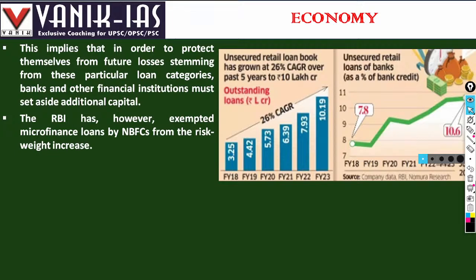Okay. So microfinance institutions give less loan. So here the risk-weighted asset is comparatively less. The NBFCs have been exempted by the RBI from this capital adequacy requirement on risk-weighted assets for loans given to the microfinance sector.